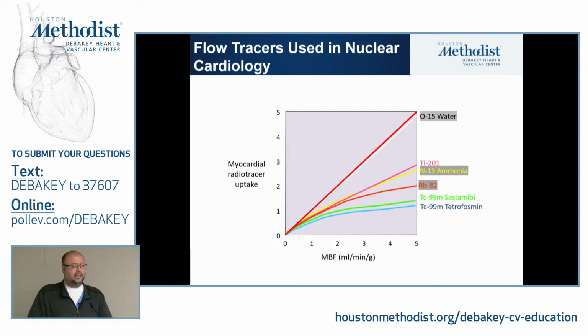So these are the uptakes. When you want an ideal radiotracer, you want it to mirror flow. What does that mean? If there is a flow of 1 milliliter per minute per gram, and then the flow increases to 2, you should be able to see an increase in uptake. You don't want it to plateau at a certain number and not increase. And the same thing, you don't want it to decrease only beyond a certain threshold.